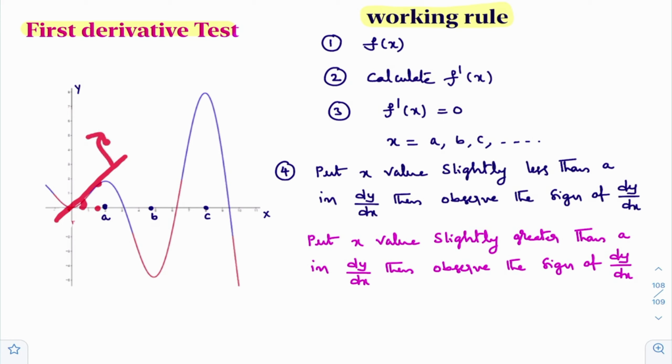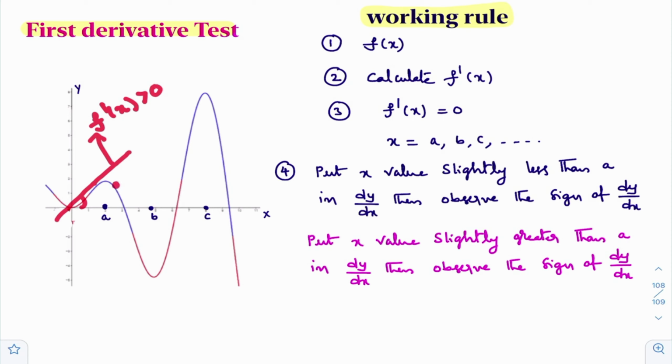We know that dy by dx is nothing but the slope of the tangent. F dash of x is the slope of the tangent. Here this tangent makes an acute angle. So if theta is acute, that means theta lies in the first quadrant. F dash of x gives you the slope of the tangent, that is tan theta. In the first quadrant tan theta is positive, so f dash of x is greater than 0. If the function attains maximum value at x equal to A, when we put x value slightly less than A, f dash of x is positive.